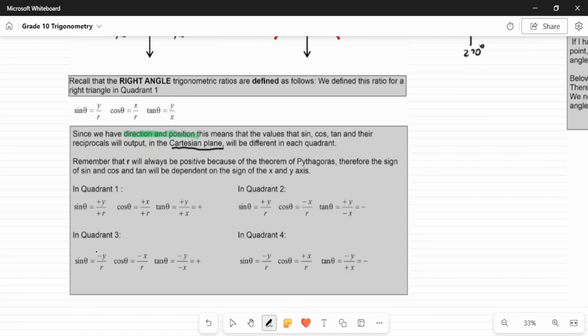In quadrant 3, sine is negative because in quadrant 3, remember, we're in the negative x axis there. Cos will be negative because we're in the negative x axis, but tan will be positive because both y and x are negative. In quadrant 4, sine is negative, cos is positive, and tan is negative. Right, so therefore what this enables us to do, in quadrant 1, we know that all is positive. In quadrant 2, sine is positive. In quadrant 3, tan is positive. And in quadrant 4, cos is positive.